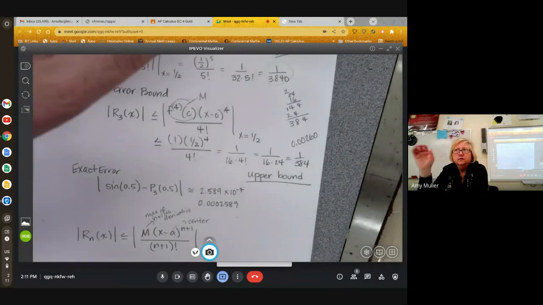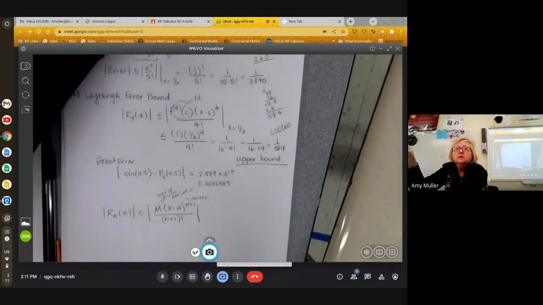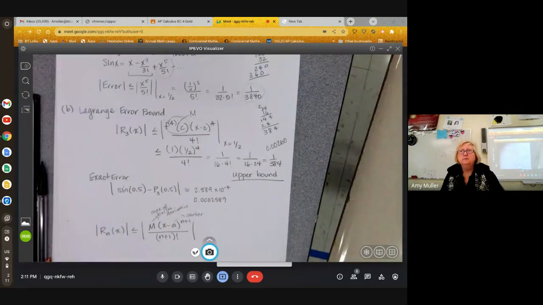So if you were given a range instead of at 1/2, would you just plug it into the very end of the range? Yes. Because the error is always worse at the edges. Okay. That wouldn't be very nice of them, but yes, that's all you do.